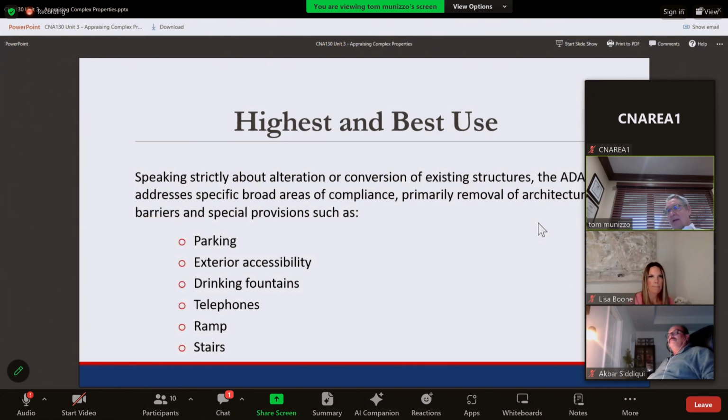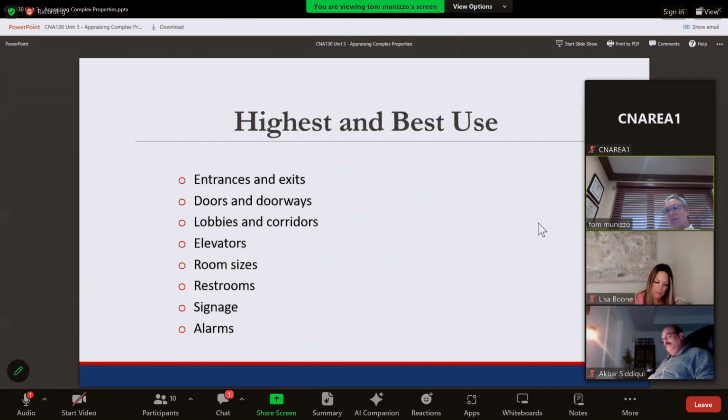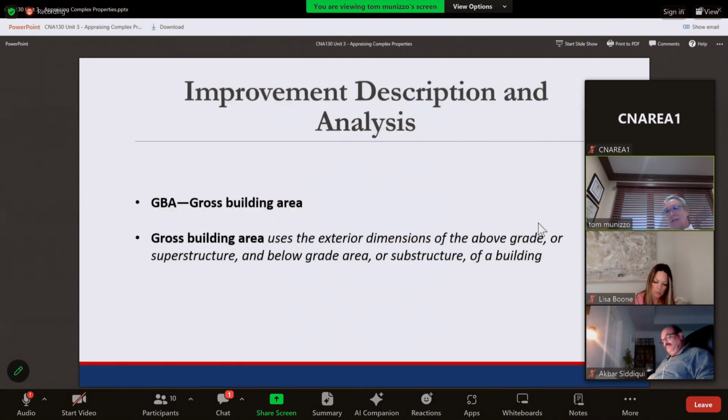I don't know how many questions are going to be on the ADA, but might as well go through these so you're aware of them. The ADA addresses specific broad areas such as removal of architectural barriers and special provisions such as parking, exterior accessibility, drinking fountains, telephones, ramps and stairs, doorways, lobbies, elevators, room sizes. All right.